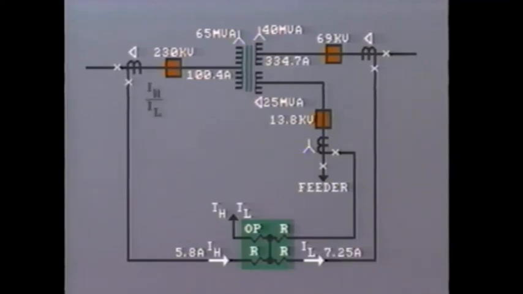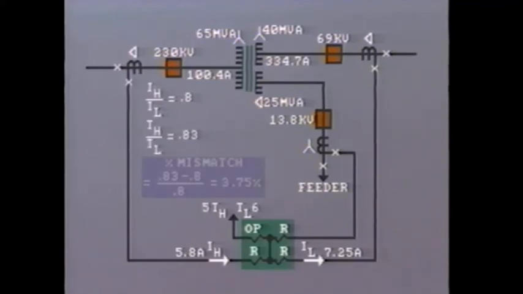The ratio then between IH and IL equals 5.8 divided by 7.25, or 0.8. Now, let's suppose that our taps are set on 5 and 6 respectively, giving us a tap ratio of 0.83. Our mismatch can now be calculated as 0.83 minus 0.8 divided by 0.8, which equals 3.75%. This is well within the transformer differential relay restraint setting.